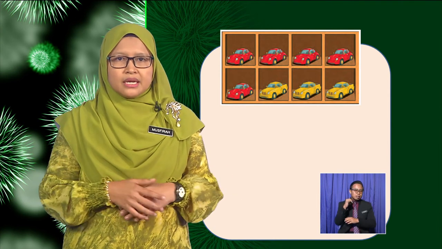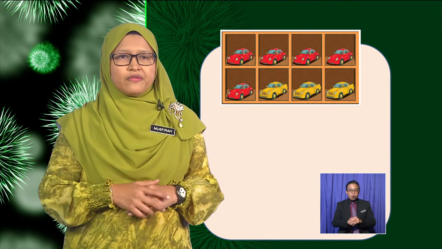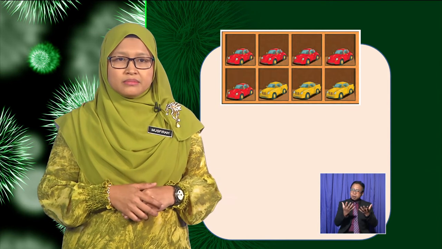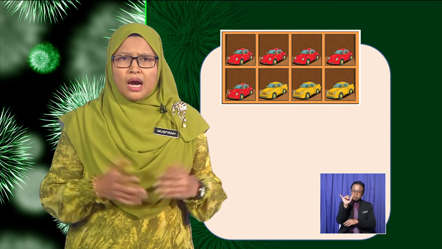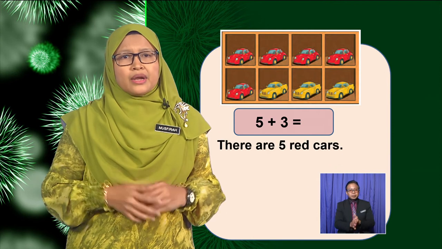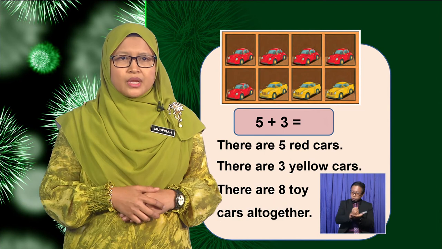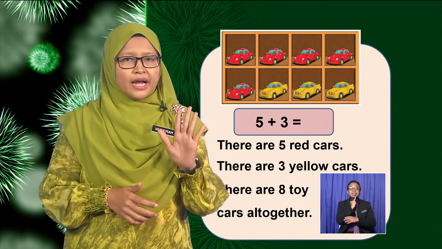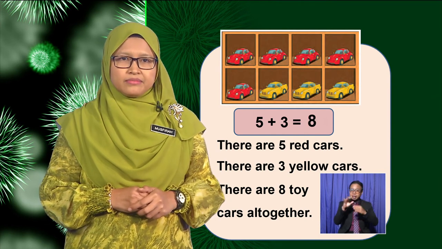How many red cars in the picture? Yes, 5 red cars. How many yellow cars in the picture? Yes, there are 3 yellow cars. How many cars altogether? Yes, there are 8 cars altogether. Very good. So, the number sentence is 5 plus 3 equals 8.